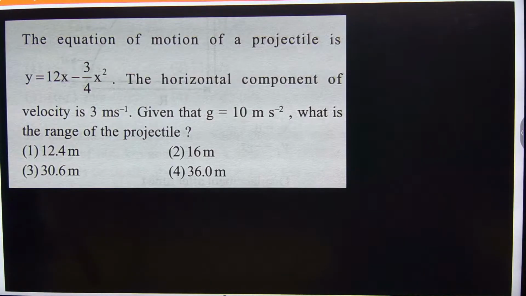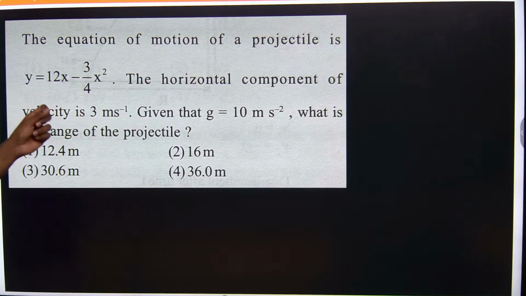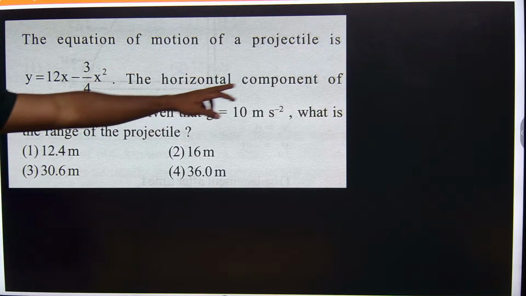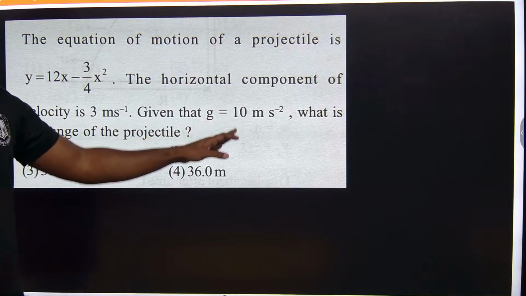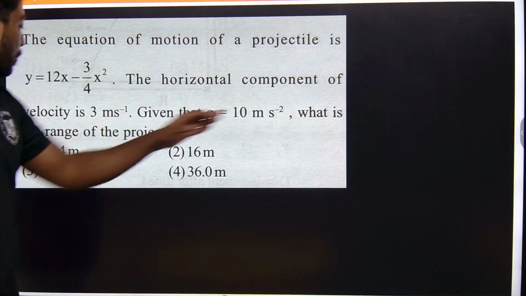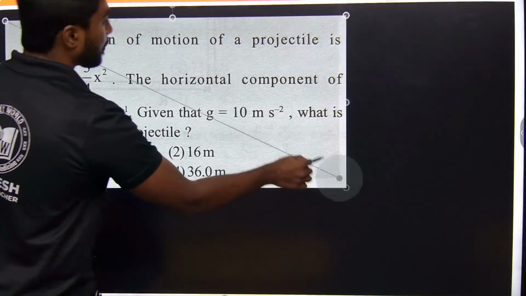So the next question is, the equation of motion of a projectile is y equals 12x minus 3 by 4 x square. The horizontal component of the velocity is 3 meter per second. Given that g is equals to 10 meter per second square, what is the range of the projectile? Let me write the given terms first.